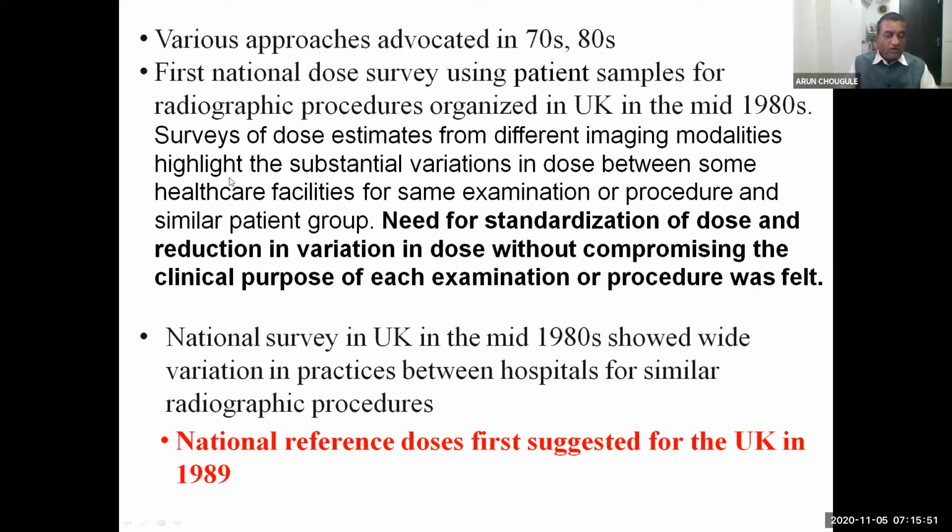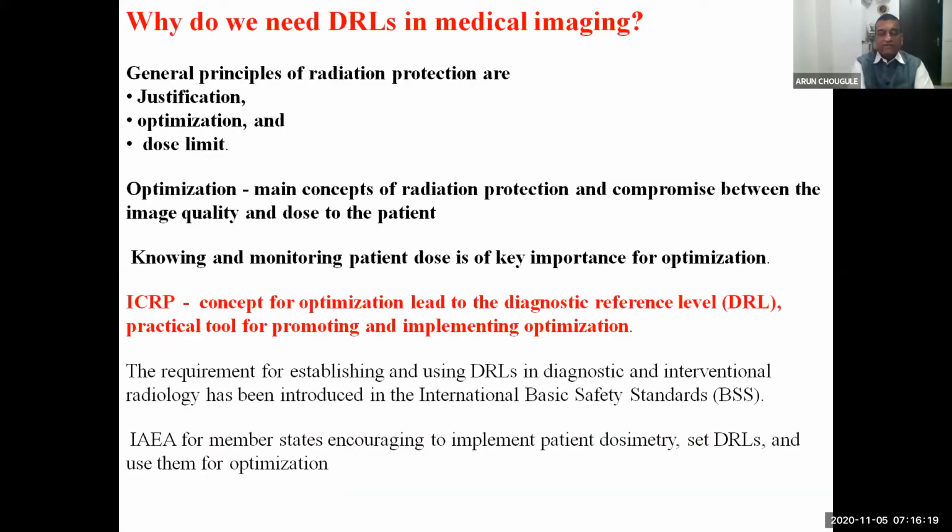A national survey in the UK in the mid 1980s showed wide variation in practices between hospitals, even from one room to another room; the chest X-ray of a person gave variation in the dose of the order of 1 or 2 factors. And therefore, in the UK, a national reference dose was first suggested way back in 1989. And now the question comes, why do we need diagnostic reference levels in medical imaging? Now, you know, the general principles of radiation protection: the first is justification. Any radiological procedure has to be justified, that is, the net benefit to the patient must outweigh the harm it is going to cause.